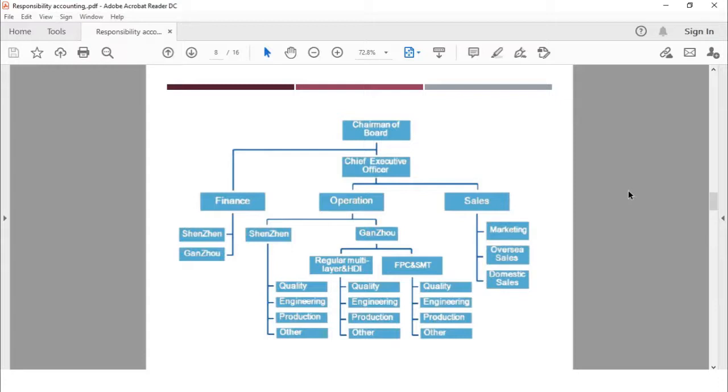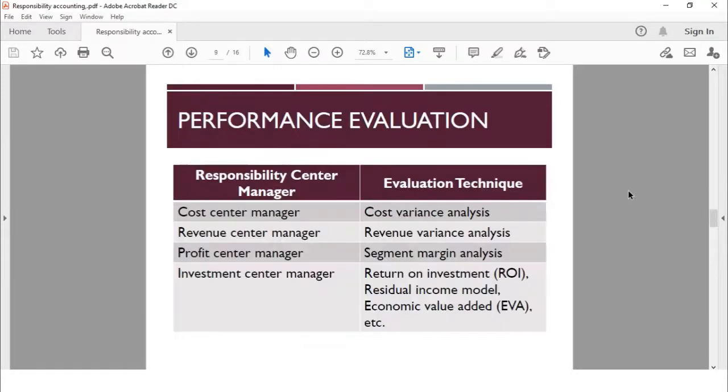What is important lang is ma-identify gyud sa organization which are their cost centers, unsay revenue centers, profit centers, and their investment centers. It is important for them to identify the kinds of centers na ang naa ang ilang organization because the evaluation of those centers would also vary. So, speaking of evaluation, anina ta sa performance evaluation. A manager's performance should be measured or evaluated in line with the established objectives of his centers. So, meaning, the different responsibility centers should be evaluated according po sa kung unsa ang ilahang authority, responsibility, accountability.